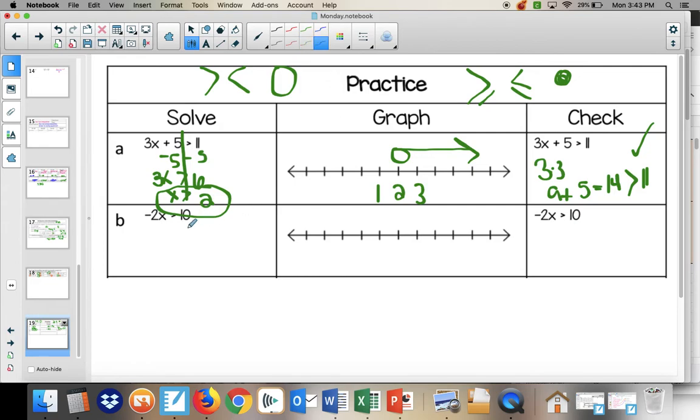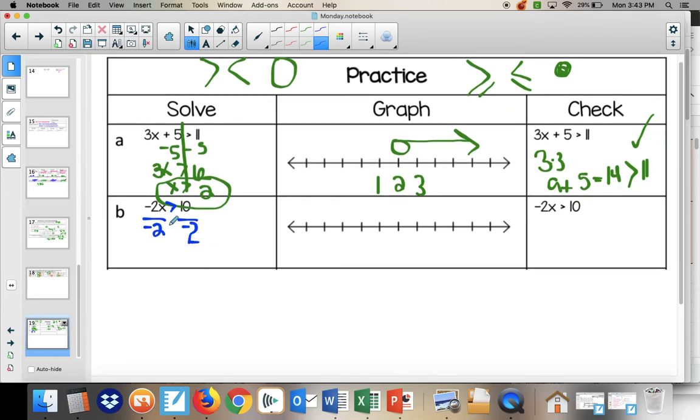All right, let's try letter B together to be able to go through that negative piece. So negative 2x is greater than 10. All I have to do is divide by negative 2. And that rule is if you multiply or divide by a negative number, you have to flip your inequality sign. So x, flip my sign, is now less than 10 divided by negative 2, which is negative 5. So this is the first part of my answer.